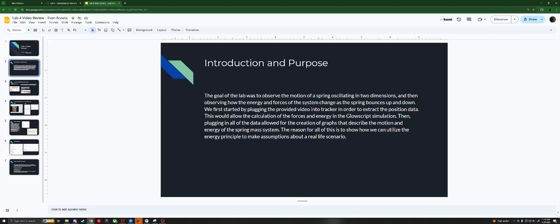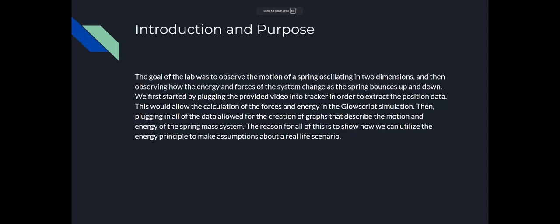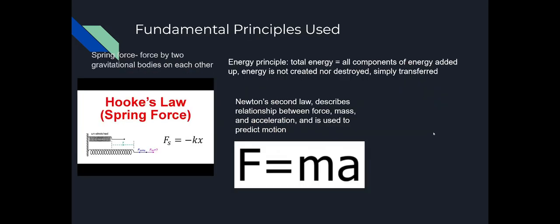Once you did that, you can go ahead and put it into a GlowScript simulation. That allows you to visualize the movement and plot all the energies and positions on a graph, and then create a 3D model of it. The reason for all of this is to show how we can utilize what we've learned in class about the energy principle, Newton's second law, kinematics, and all that, to make assumptions about a real life scenario where there's a spring mass or some kind of oscillation.